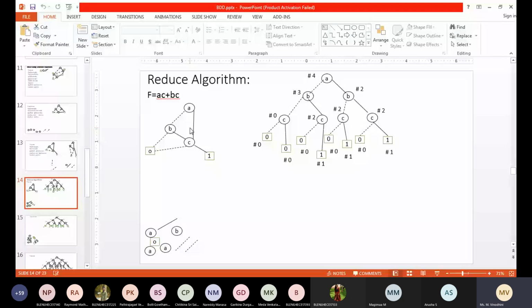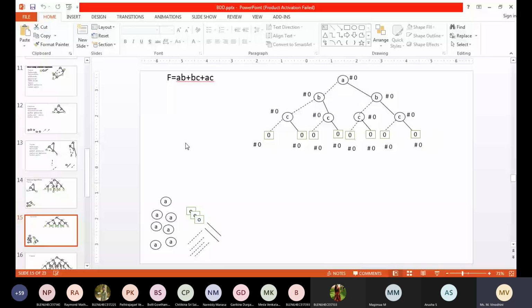Maybe we look into another example. F is equal to AB plus BC plus AC. There are 3 variables, A, B, C, and 8 leaf nodes. You tell me the values. I think this problem you have already done, right? Anybody have written the truth table for this?